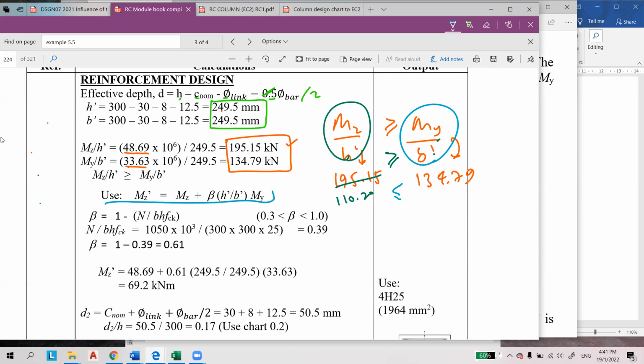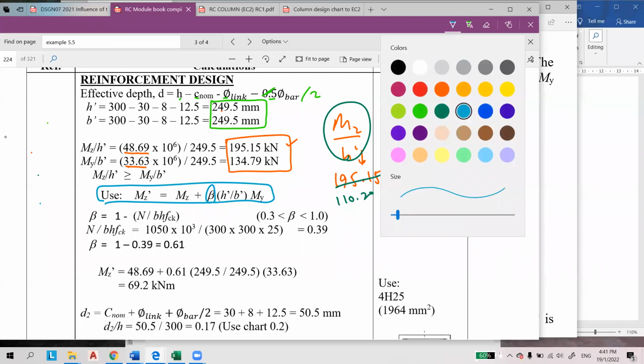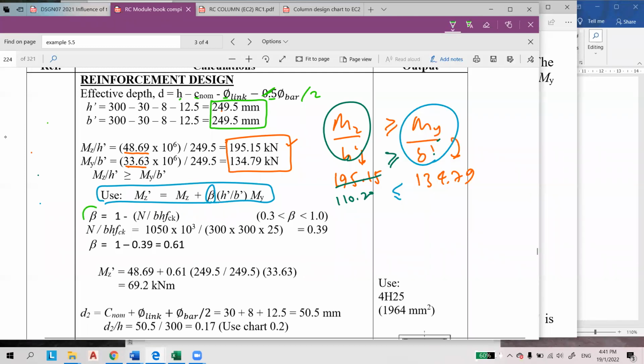Okay, we use these equations. To determine the value of beta, we simply use beta equals 1 minus (N divided by BH FCK). We multiply the value of BH and FCK first. So the value of N is here, and then B, H, and FCK, we got 0.39. Then 1 minus 0.39, the beta is equal to 0.61.